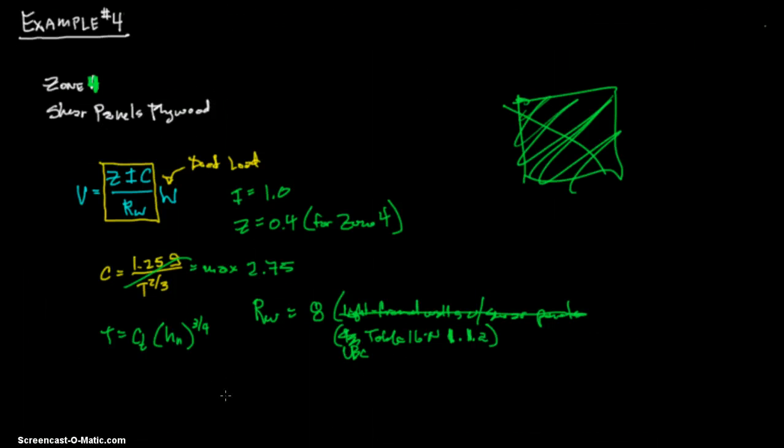I know I've been talking a lot and not doing enough of this, but I'm trying to teach you what I'm going through when I'm going through these problems, so hopefully that's helpful. If not, just ignore me, look at the end, skip through. Alright, C was 2.75, and our RW is 8, and that's going to be a percentage of our load, which we say is W. Let's see what we get: 0.4 times 1 times 2.75, divided by 8.